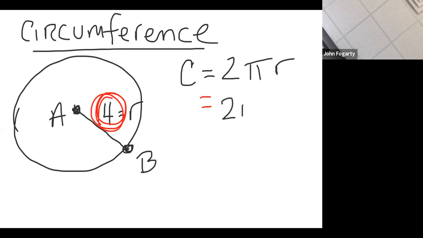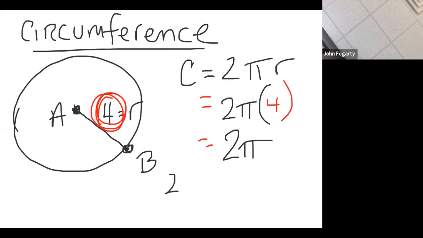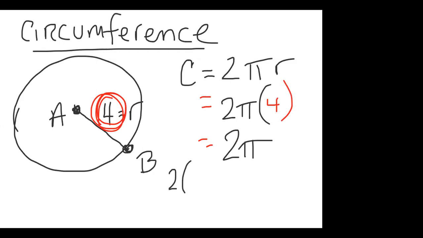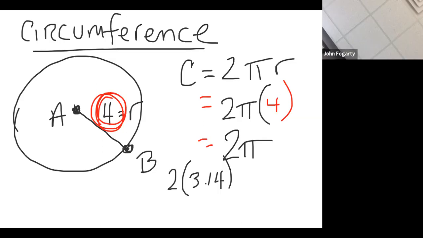2 pi times 4. And then I end up with what? 2 pi. Now, if you leave pi as the symbol, that would be an exact measure. But most of the time, we're just going to approximate. So what am I going to change pi to? What's the approximation for pi? 3.14. Yep, 3.14. And then 2 times 3.14 is 6.28.